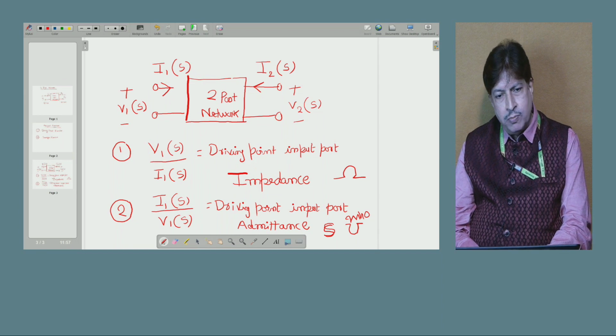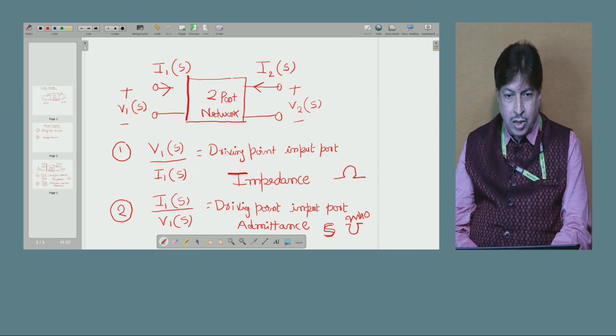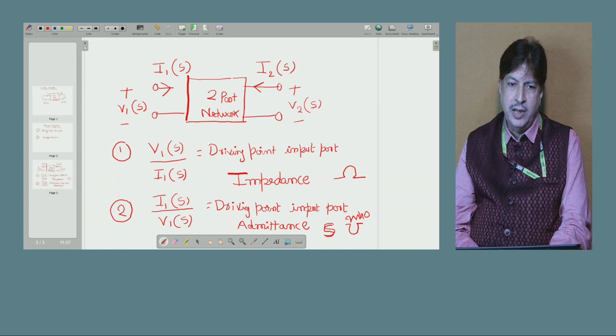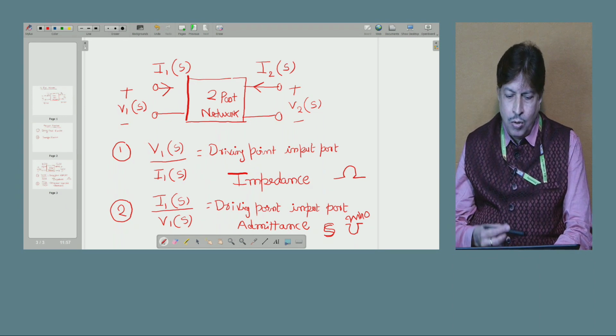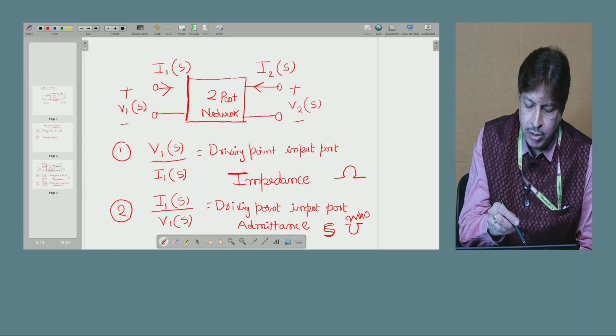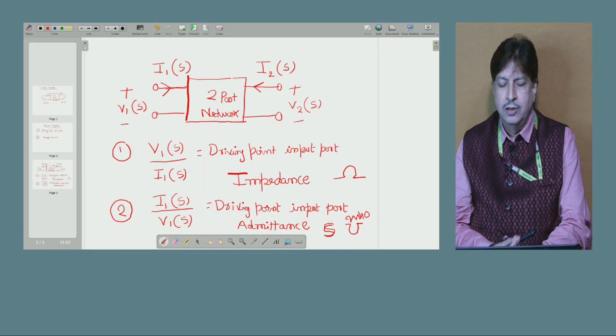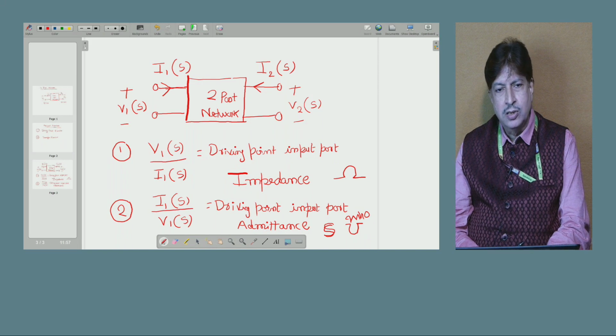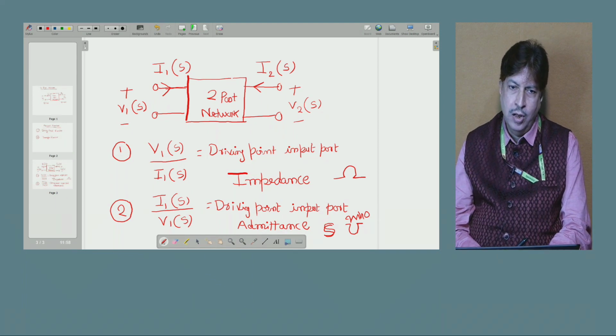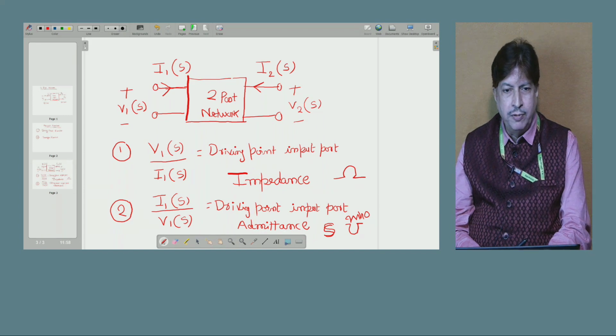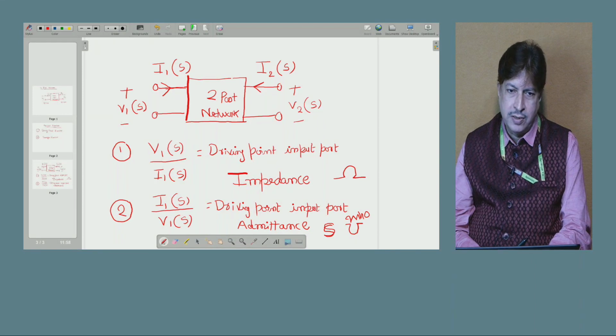Is there any possibility of having a third driving point function on the input side? No, there is no possibility, because there are only two variables on the input side. One is V1(s), second is I1(s). And we can have only two possible driving point functions on the input side. One is V1(s) by I1(s), second is I1(s) by V1(s).